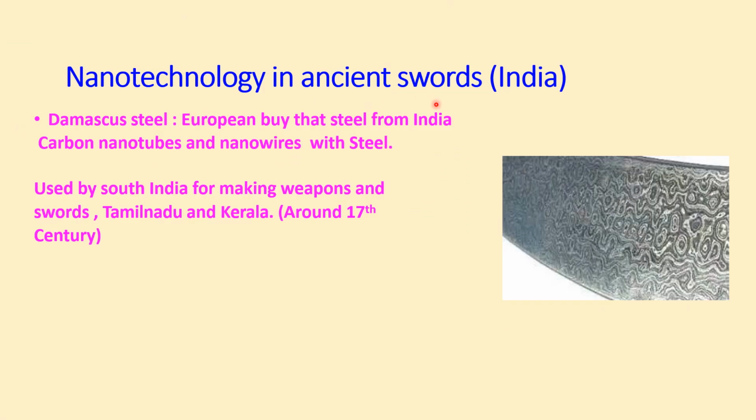And in ancient India, there was also Damascus steel, which means steel filled with carbon nanotubes and nanowires. It was used by South Indians in Tamil Nadu and Kerala to make weapons and swords around the 17th century, and the strength was very high, and there was also no rust in it. Europeans also bought that steel from India.